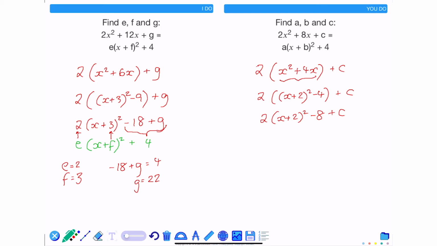Now writing the right hand side of my identity underneath, a lots of x plus b all squared plus 4, we can see the value of a is 2, the value of b is 2, but to find the value of c, I need to solve the equation that negative 8 plus c is equal to 4. Adding 8 to both sides gives me c is equal to 12, and I've answered the question. A is 2, b is 2, and c is 12.